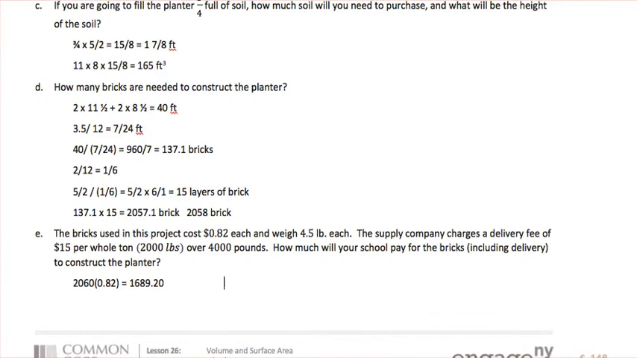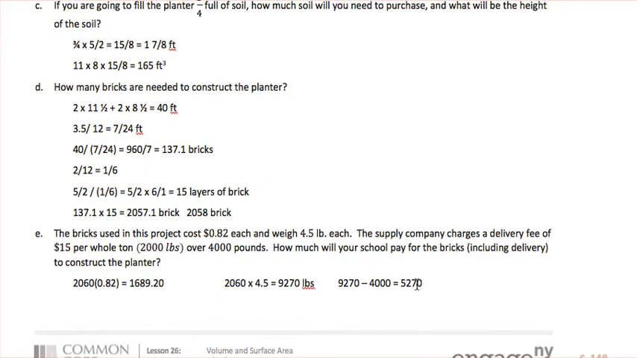Then we need to calculate the tonnage. So we have 2,060 bricks times 4.5 pounds each. And that's going to be 9,270 pounds. And remember, we have to pay for anything over 4,000 pounds. So 9,270 minus 4,000 is going to be 5,270. And we'll need to pay $15 per whole ton over 4,000.